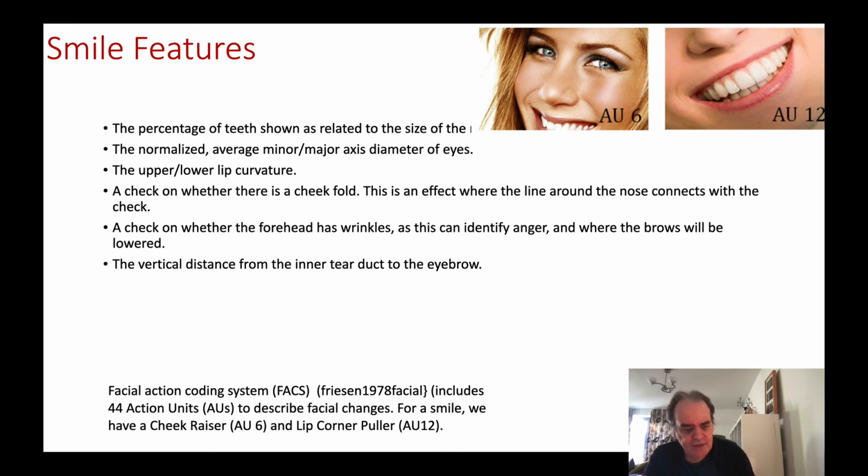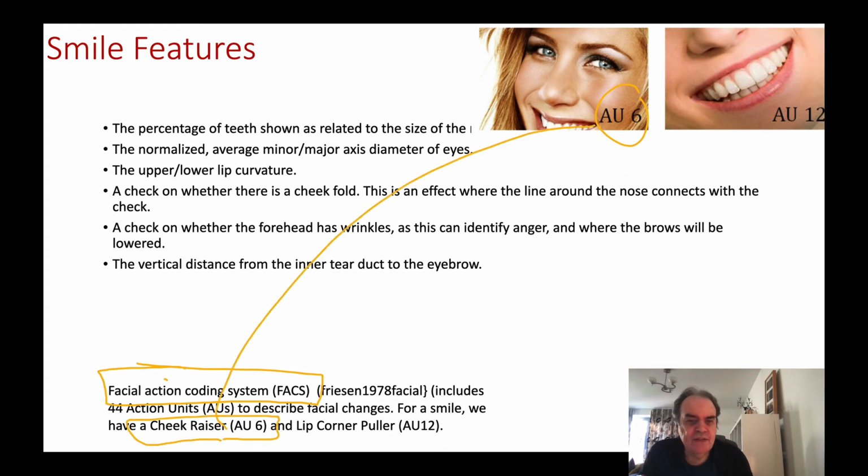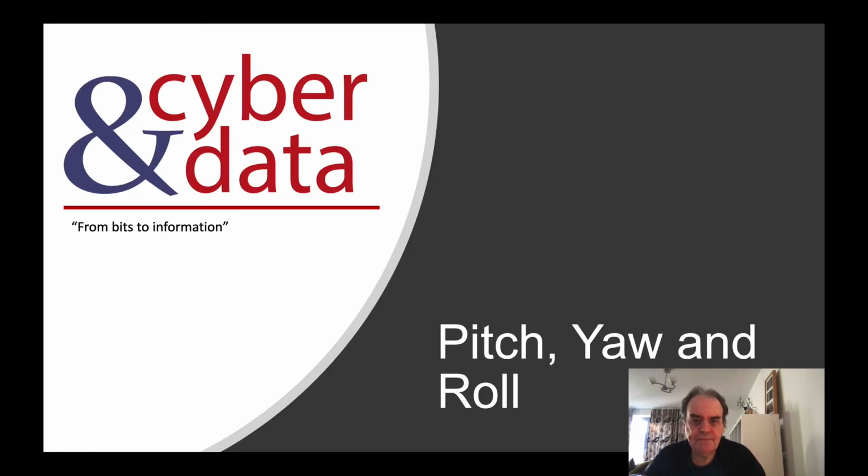So there are various things, and there's actually a scoring system called FACS that will try to identify different types of emotions. In this case, AU6 defines the cheek raising, the cheek going up, and AU12 looks at the lip corner puller, where someone will create a smiley face. Those are attributes of the face that can be mined for the emotion.